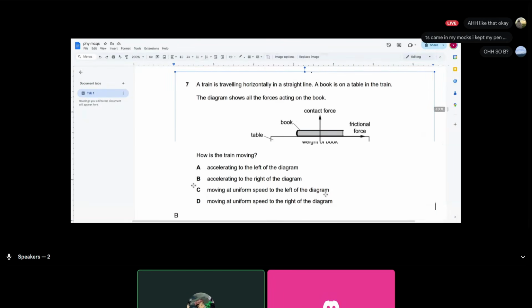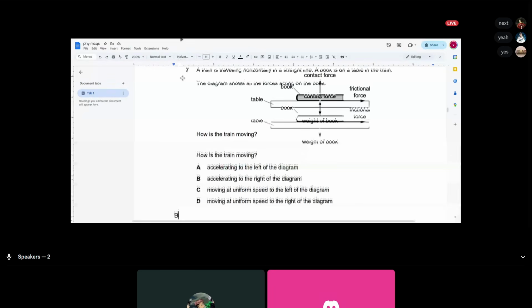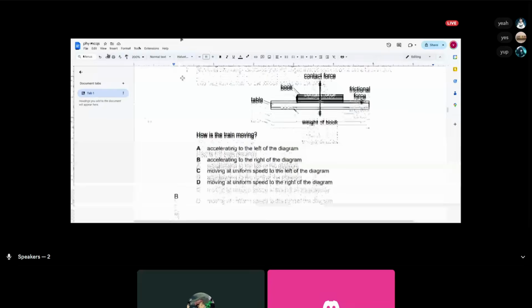And it's obviously not C or D. It is B, yes, but it's not C or D because if it were moving at a constant speed, then the book would also be moving at the same place. Yes, it's B. If everyone understands, I will continue. Has everyone understood? All right. Next question.